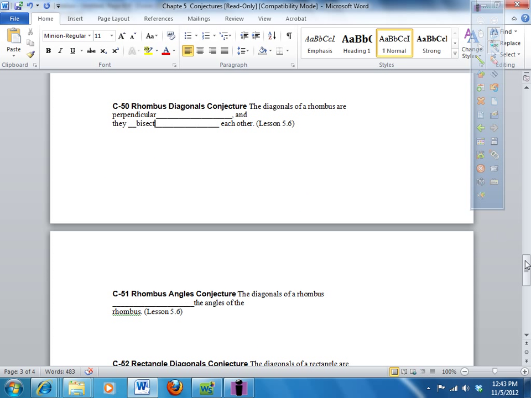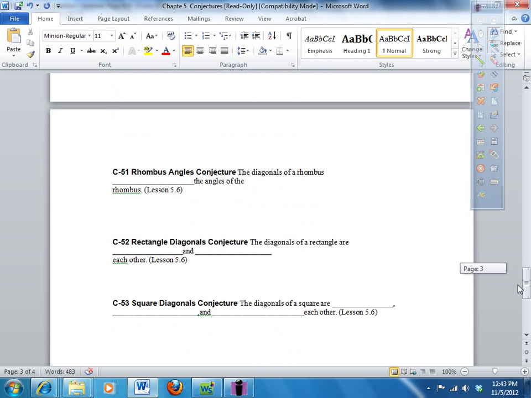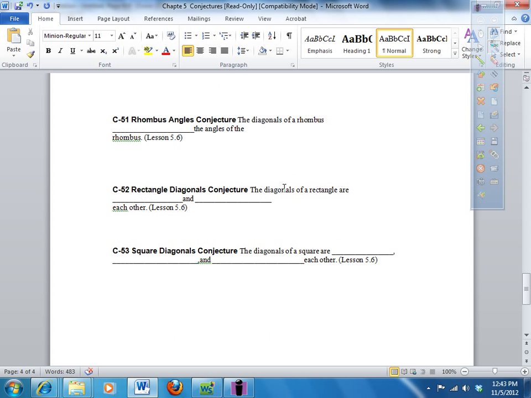Rhombus angles, we did that. Rectangles, diagonals conjecture. Oh no, are we here or are we here? Diagonals of a square, that's boring. Okay. Rhombus angles conjecture, diagonals of the rhombus. Rectangles, rhombus angles, we did that. C52, diagonals of a rectangle. That's pretty easy, isn't it?